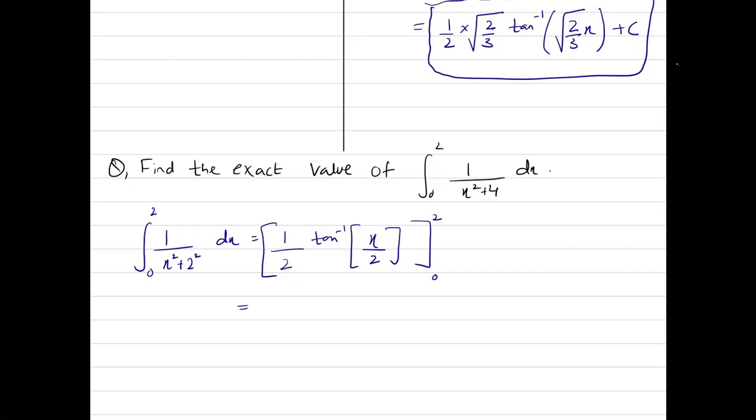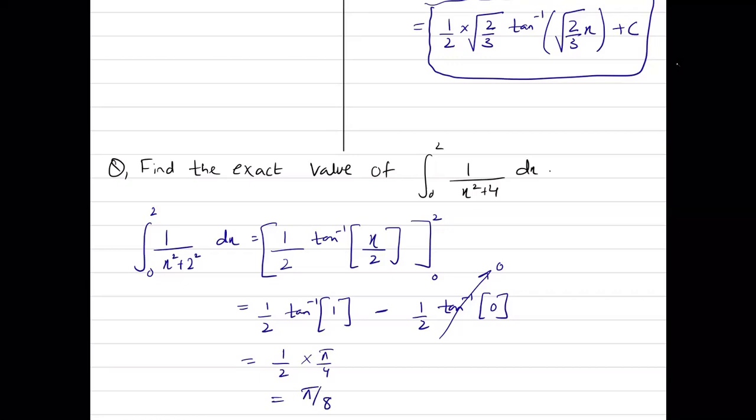So when you apply the upper limit, that is 2, you're going to get 1 upon 2 tan inverse of 2 upon 2, which is 1, minus 1 upon 2 tan inverse of 0. This is going to be 0. Tan inverse of 1 in radians is pi upon 4. So 1 upon 2 times pi upon 4 is pi upon 8. You were asked for the exact value.